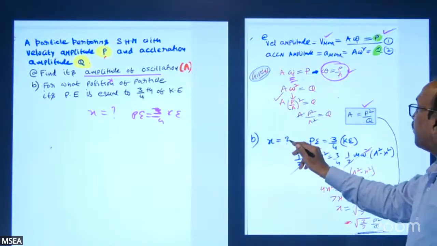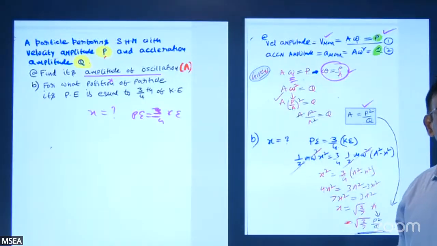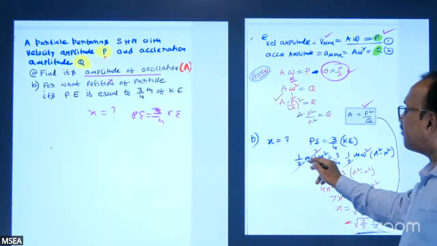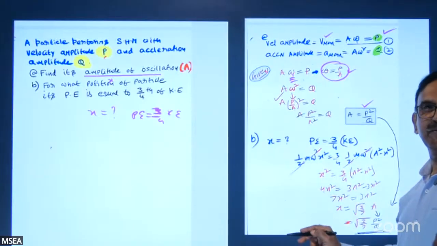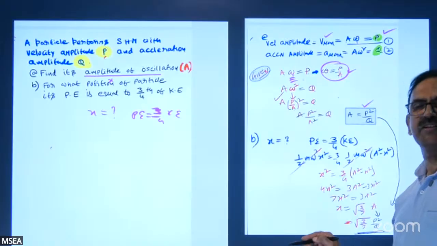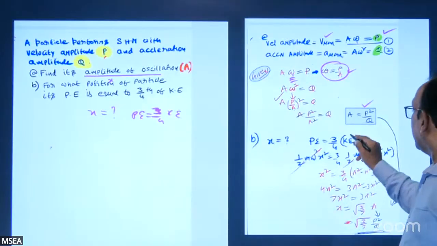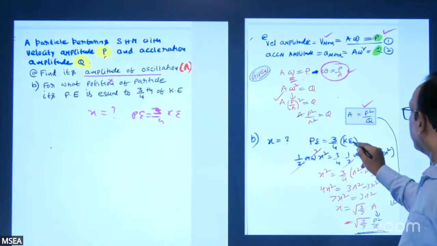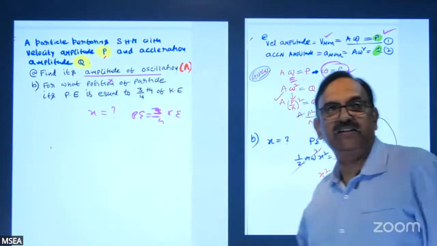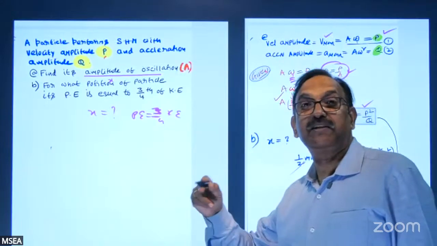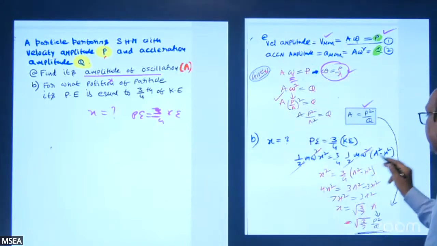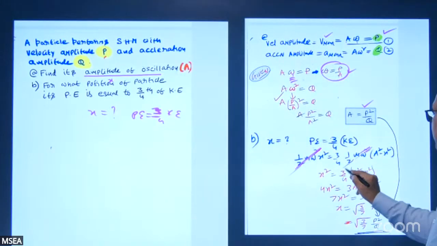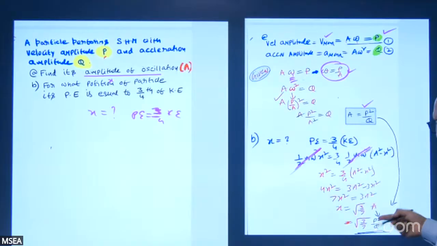Now I want to know for what position x the potential energy is 3/4 of the kinetic energy. What is the formula for potential energy? Half m omega square x square. You have to be thorough with the formulas which we discussed. Potential energy, half m omega square x square, is 3/4 of kinetic energy. The formula for kinetic energy is half m omega square into a square minus x square. Half m omega square gets cancelled. Some simple simplification and you get the answer.